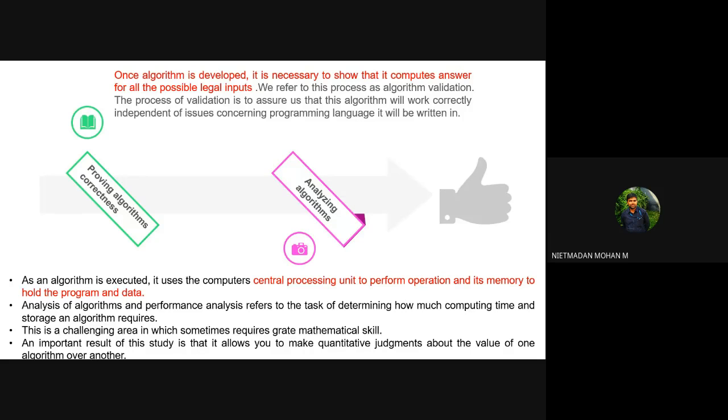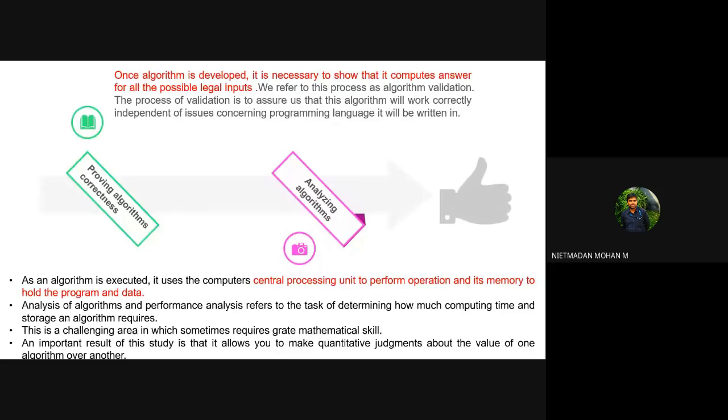The process of validation is to assure us that the algorithm will work correctly, independent of issues concerning the programming language it will be written in. This is the step before we move to the programming part. All the legal inputs have been checked and the expected output has come for all of them. Then the algorithm part is okay, and we will move to the programming part.